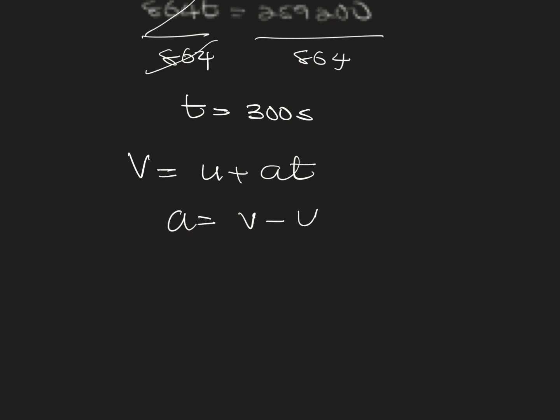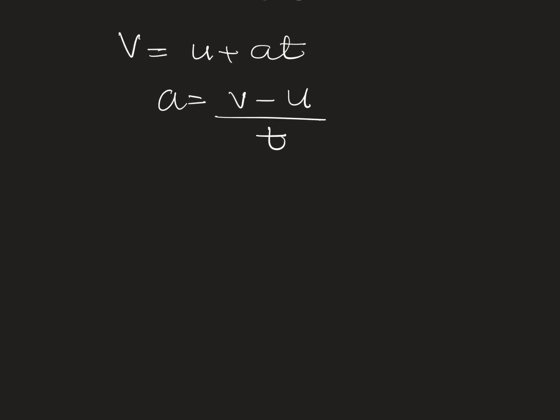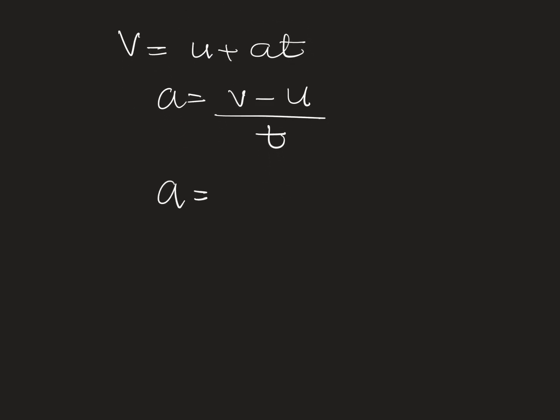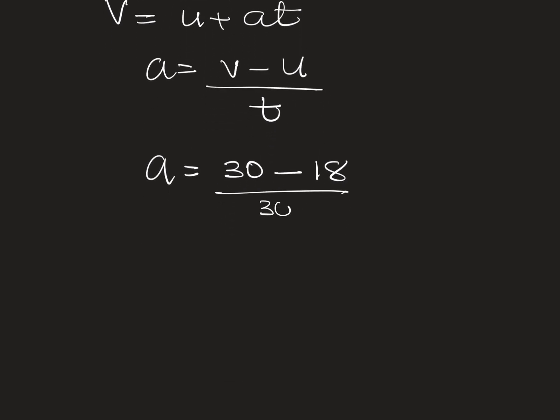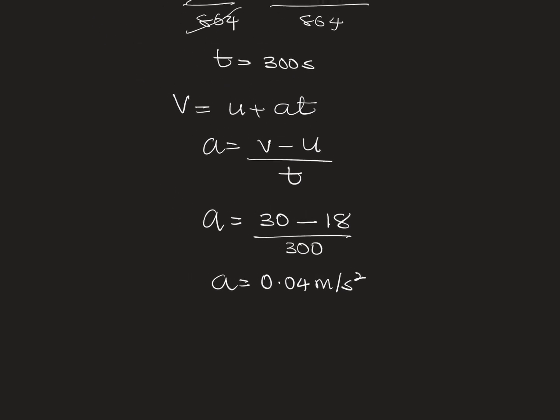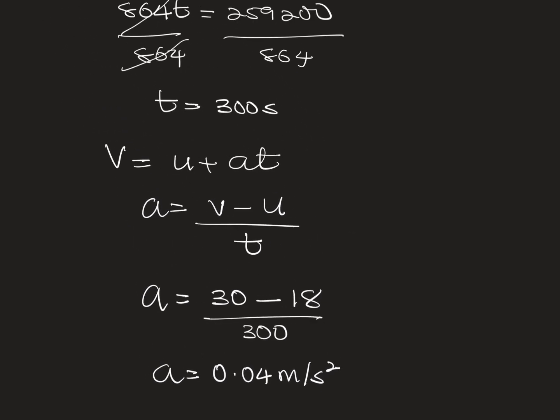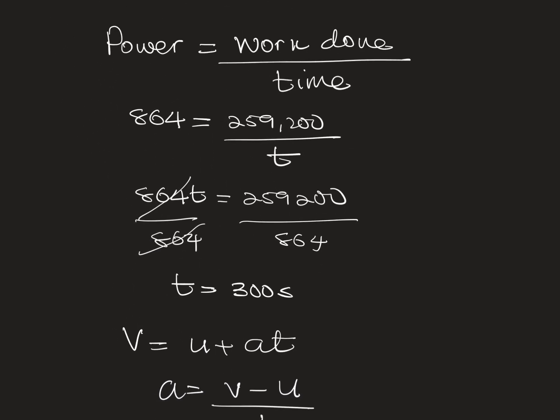Okay, so I know that from the linear equation v is equal to u plus at, the acceleration will be v minus u divided by t. The final velocity is 30 meters per second, the initial velocity is 18 meters per second, and we calculated the time as 300. Therefore acceleration will be 0.04 meters per second squared. Okay, that's question 1.